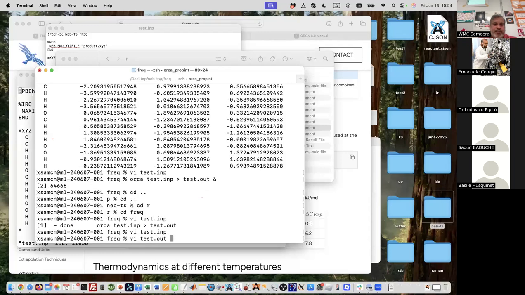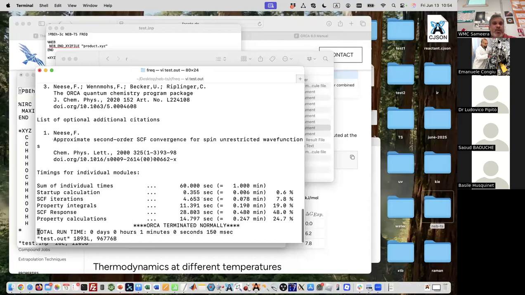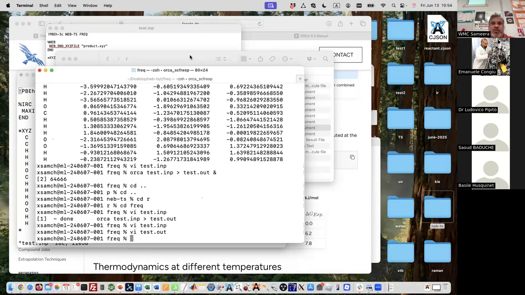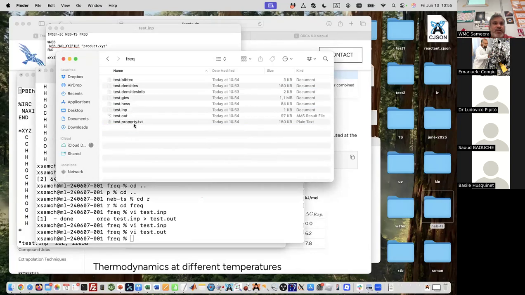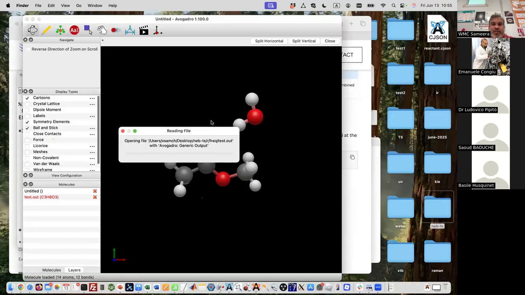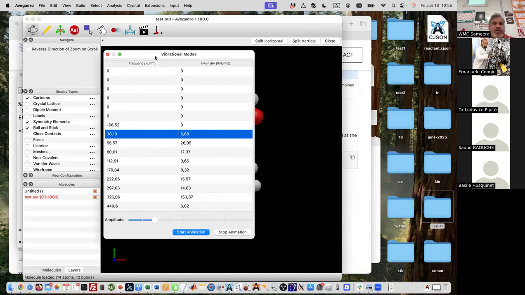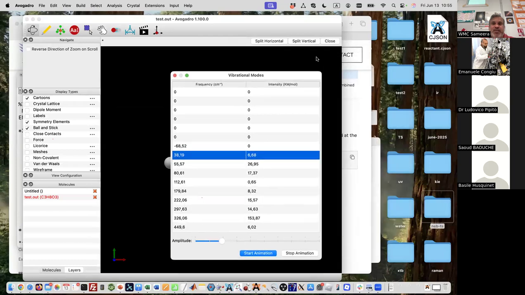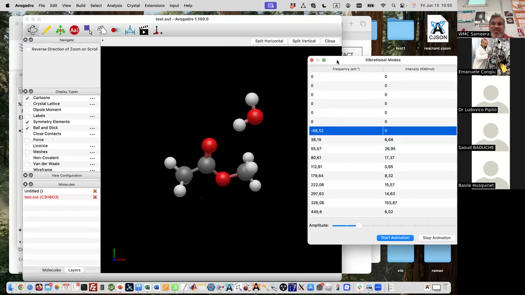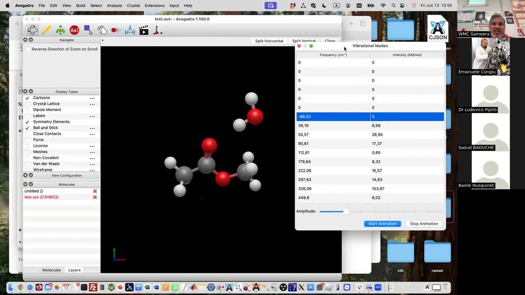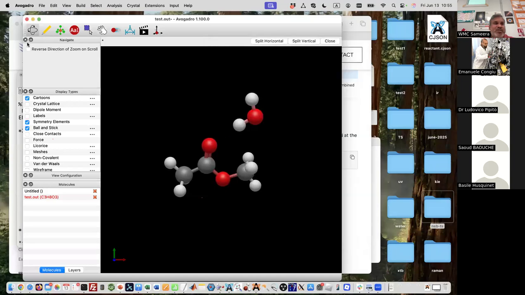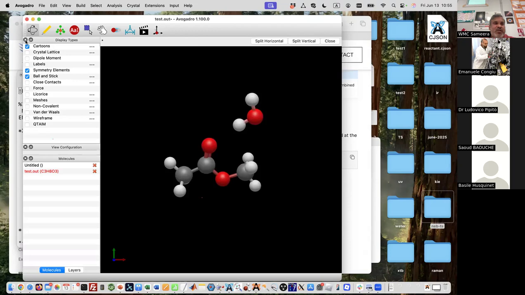Okay, so now I ran the frequency for the reactant, and let's look at the structure and make sure that this is the reactant and frequencies. It's a very fast calculation anyway. Oh, it has an imaginary frequency. Ooh, it's too bad. So that's not good. Okay, so we must re-optimize it with relatively tight convergence.